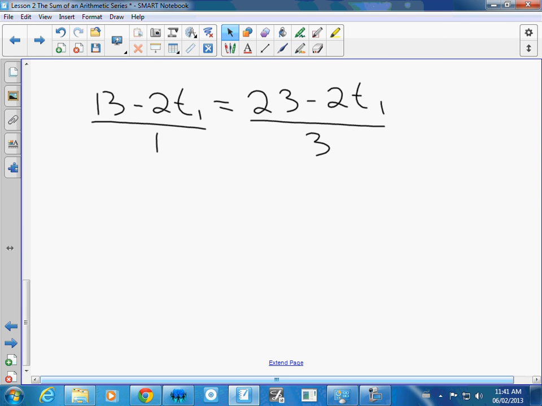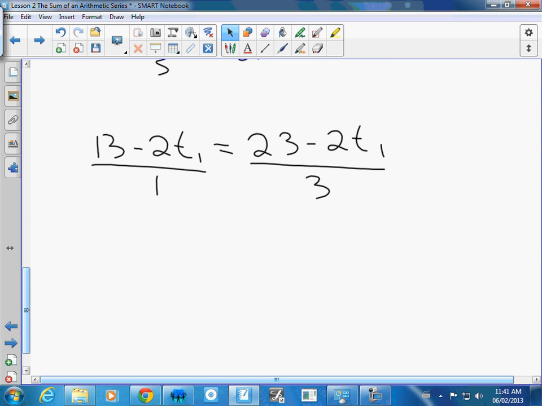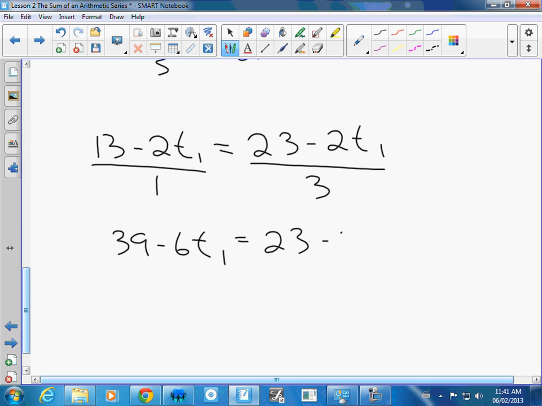Okay, so let's do the math. So 3 times 13 is 39. 3 times negative 2t1? Negative 6t1. What does it equal? 23 minus 2t1. Guys, this is just algebra. That t1, is it just a variable? Yeah, if you wanted to replace it with an x, go right ahead. But I mean, we're in grade 11. You don't need to be replacing it with single variables. You can use double variables. You can use variables with subscripts. Big deal. You guys are smart enough for that.